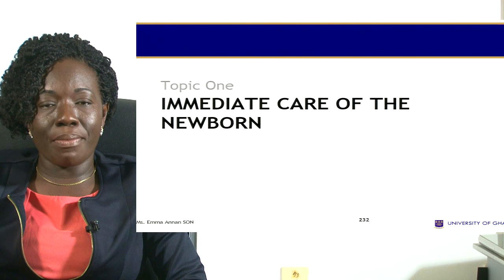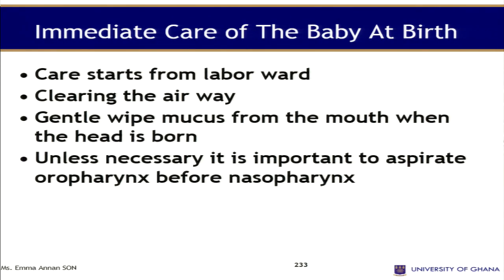Let's start with the immediate care of the newborn. Immediate care of the newborn at birth. Care starts from the labor ward. What you do is that you clear the airway. You gently wipe mucus from the mouth when the head is born. Unless necessary, it is important to aspirate the oropharynx before the nasopharynx. So it means that you actually aspirate the mouth before the nose.